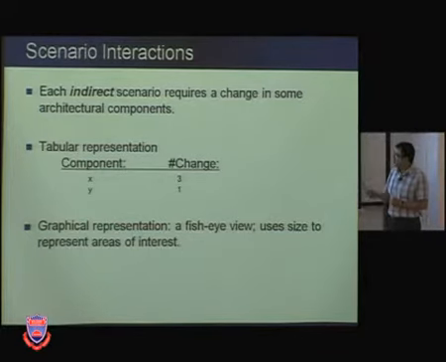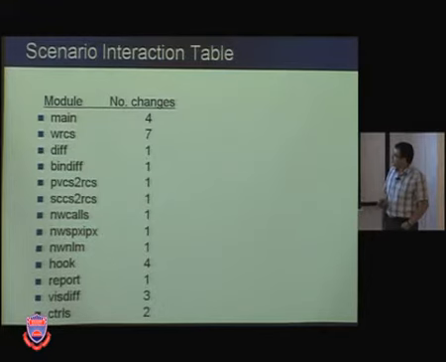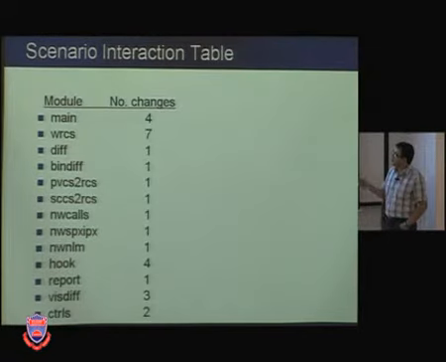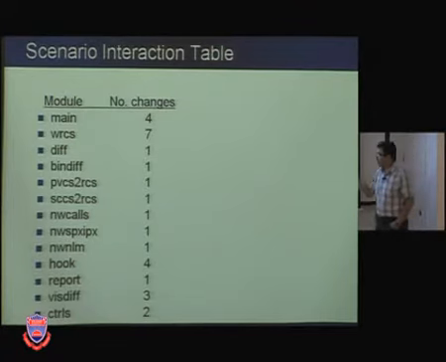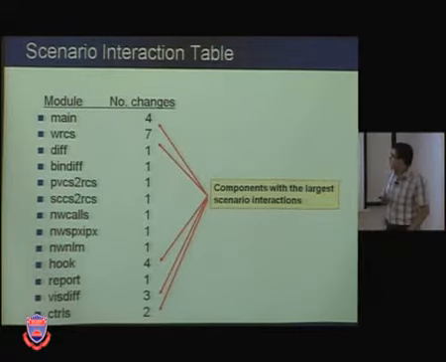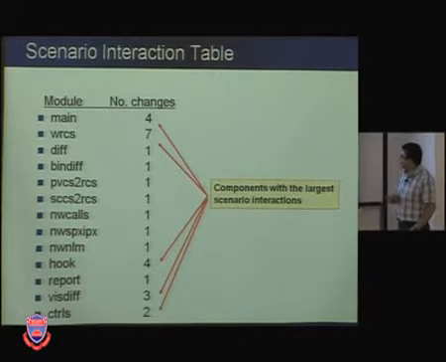Here the number of changes impacts the size of the view, as we will see in the next slide. Actually, this is the first tabular representation. These are the modules in our system, and here we put the number of changes. This evaluation already provides us some characterization of the quality of the architecture.